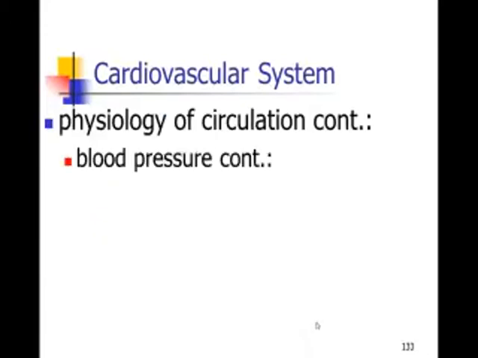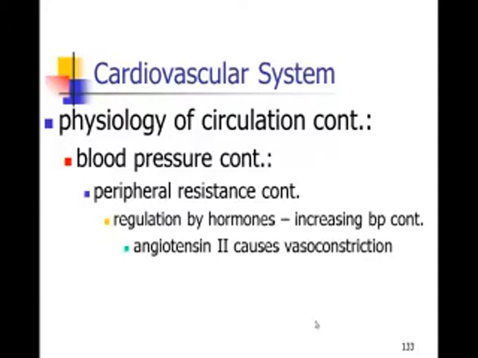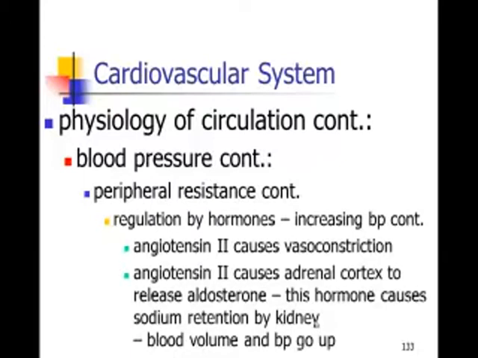This is kind of complicated. Pansy's rolling her eyes. So the angiotensin 2 causes vasoconstriction. This is going to increase blood pressure. And it also causes the adrenal cortex to release the hormone aldosterone. Aldosterone is an important hormone in regulating sodium in our blood, and it causes the kidney to retain sodium. And when sodium is retained, the blood volume goes up. When the blood volume goes up, the blood pressure goes up.